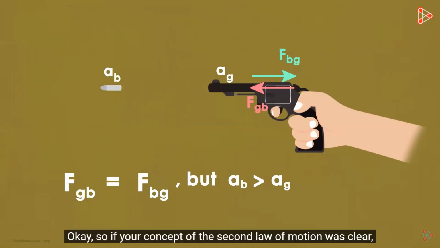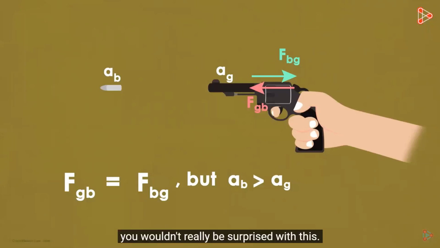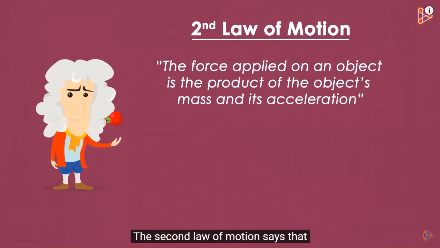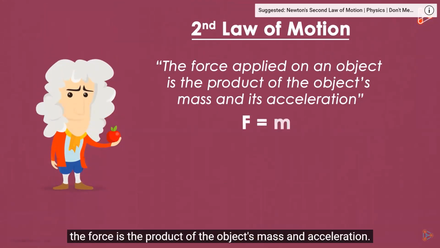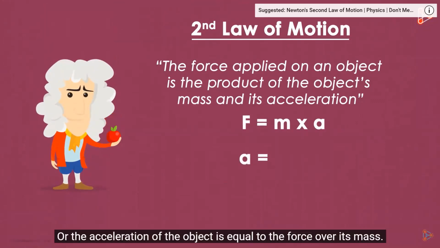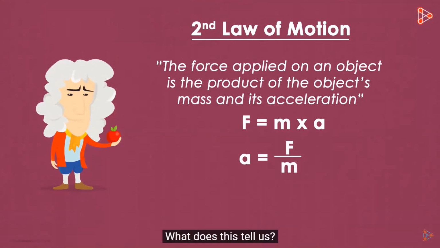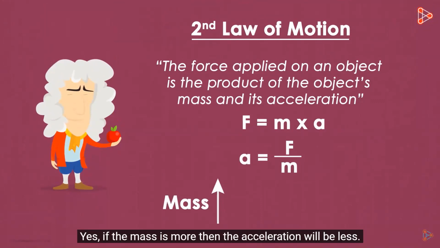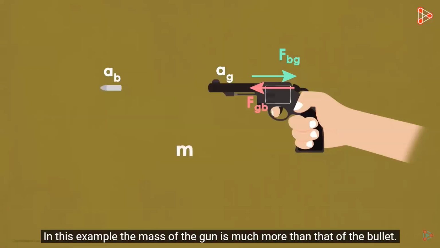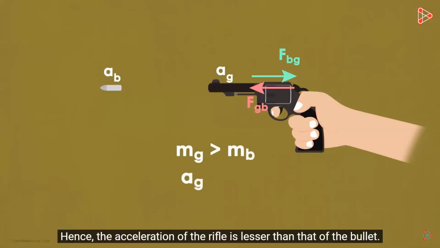Okay, so if your concept of the second law of motion was clear, you wouldn't really be surprised with this. The second law of motion says that the force is the product of the object's mass and acceleration, or the acceleration of the object is equal to the force over its mass. What does this tell us? Yes, if the mass is more, then the acceleration will be less. In this example, the mass of the gun is much more than that of the bullet. Hence, the acceleration of the rifle is lesser than that of the bullet.